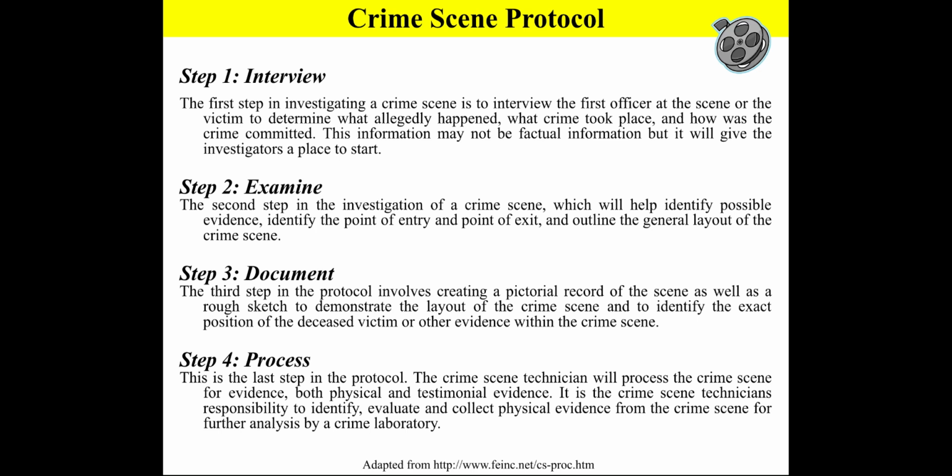So this will be documenting so they can look back at it as they continue to investigate the crime. The fourth step in this protocol would be processing. The crime scene technician will process the crime scene for evidence, both physical and testimonial evidence. And it is the crime scene technician's responsibility to identify, evaluate, and collect physical evidence from the crime scene for further analysis by a crime laboratory. And all of this has a strict protocol so that all of this evidence, if needed, can be presented in court.